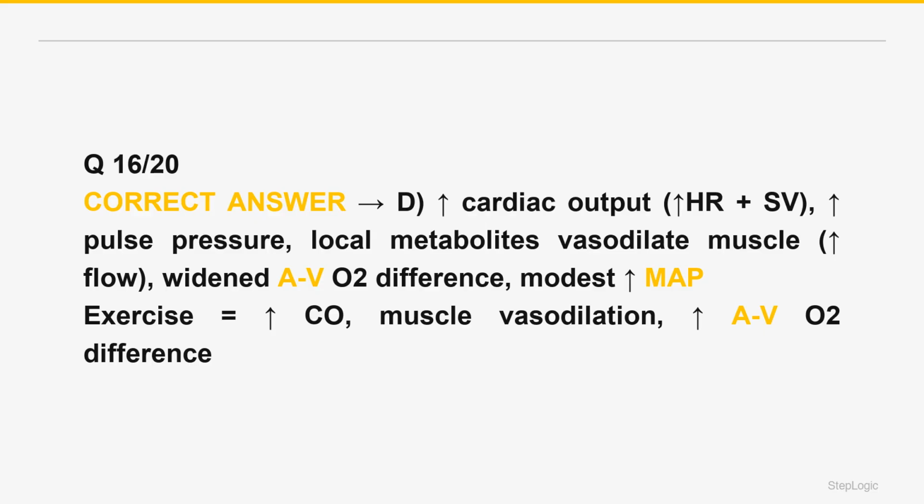The tissue extracts more oxygen, so the arteriovenous oxygen difference widens; venous O2 content drops as muscle pulls more O2 from blood. Systolic pressure rises with higher stroke volume, while diastolic stays about the same, so pulse pressure widens and mean arterial pressure increases modestly. Sympathetic activation raises heart rate and redistributes flow away from gut and kidney toward muscle. The increased cardiac output, metabolite-driven muscle vasodilation, and widened AVO2 difference are the changes of exercise.